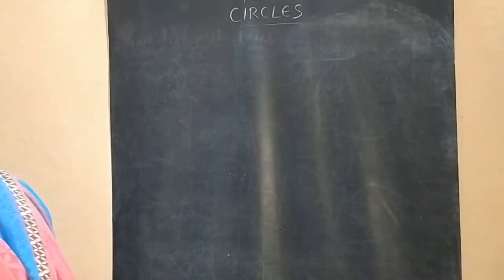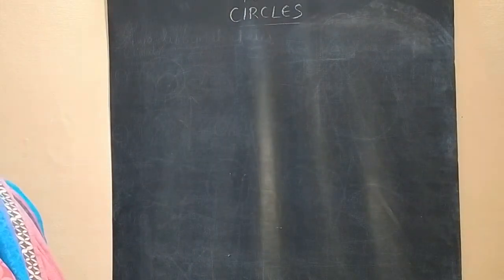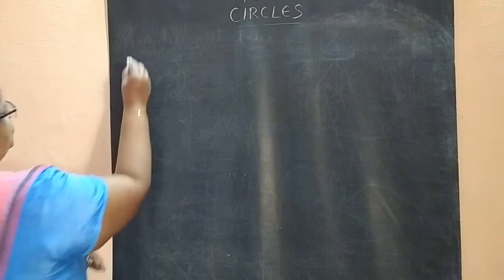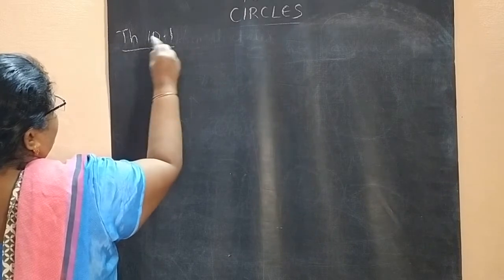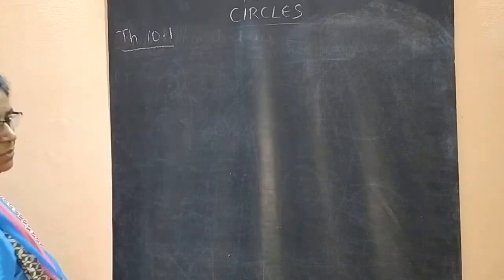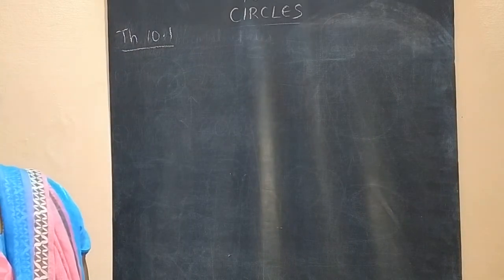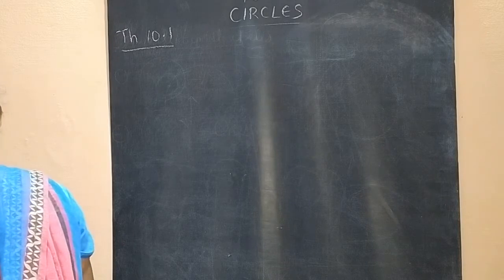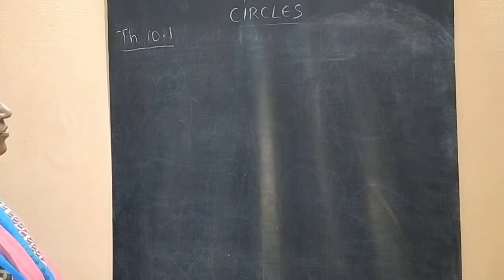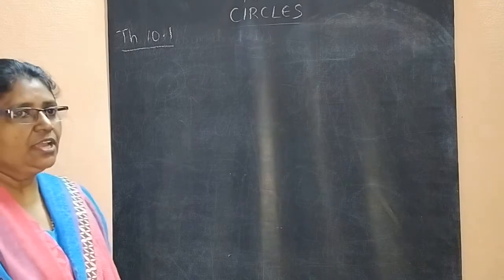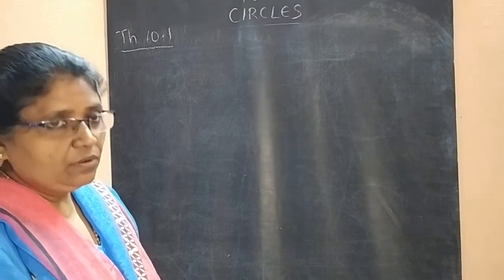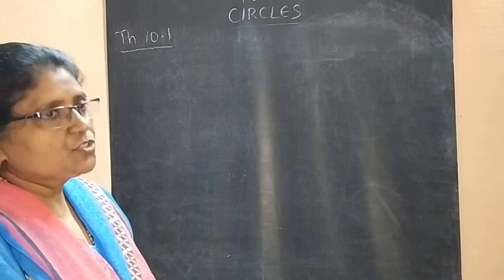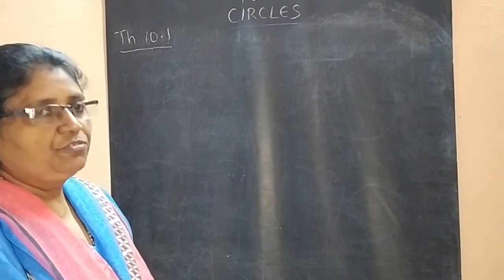We are going to study the first theorem from this chapter. The theorem does not have any name, so we just call it theorem 10.1, 10th chapter, first theorem. The theorem says that the tangent at any point of a circle is perpendicular to the radius through the point of contact.